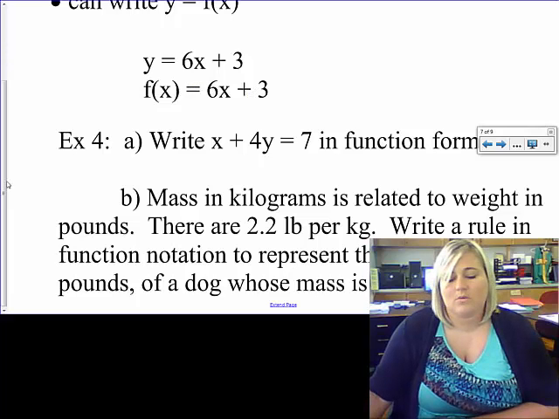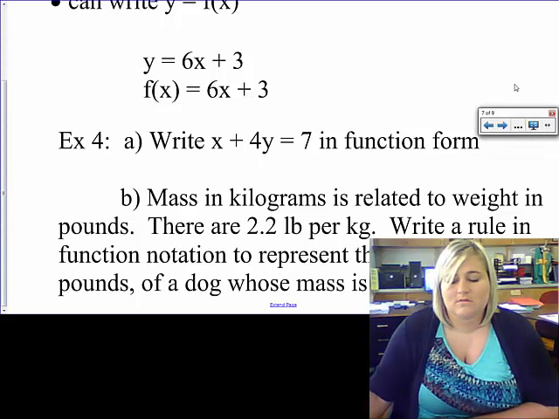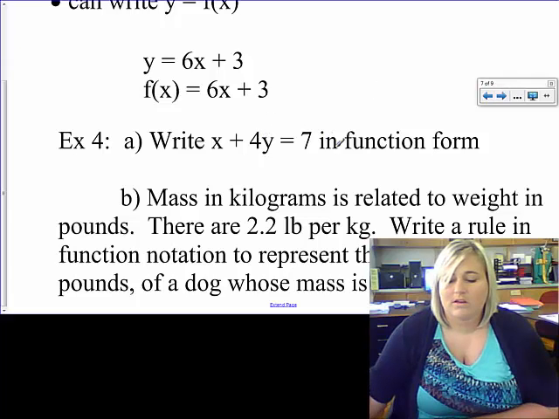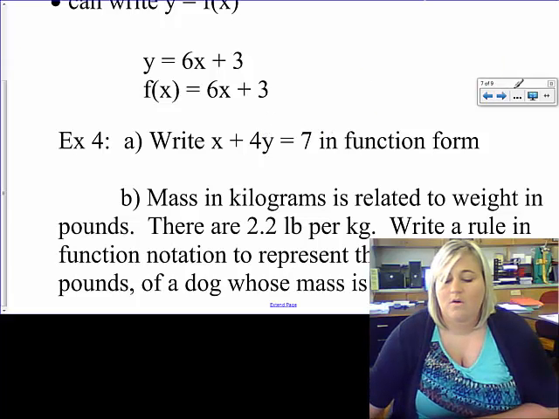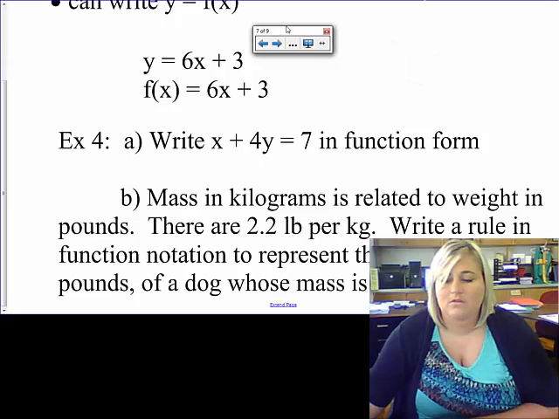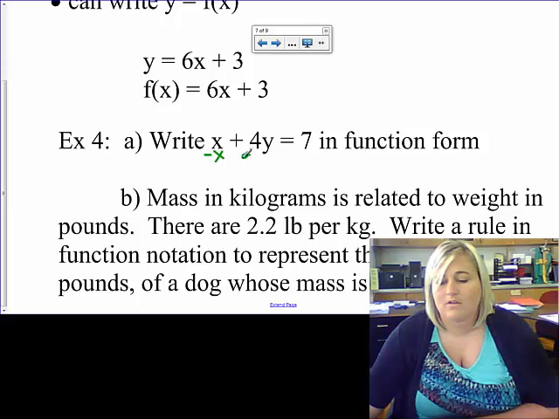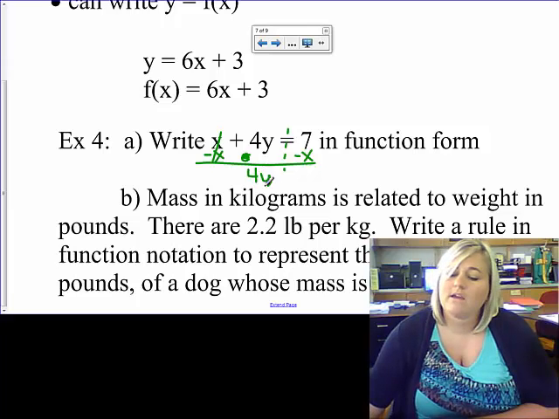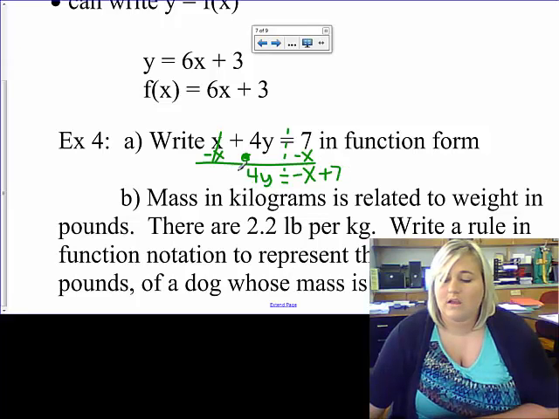So on example 4, it says to write x plus 4y equals 7 in function form. That means that I, first of all, need to get y by itself. So I'm going to subtract x from both sides of the equal sign. So I have 4y equals, these are not like terms, remember, so I have -x plus 7. And finally, I'm going to divide by 4 on both sides.